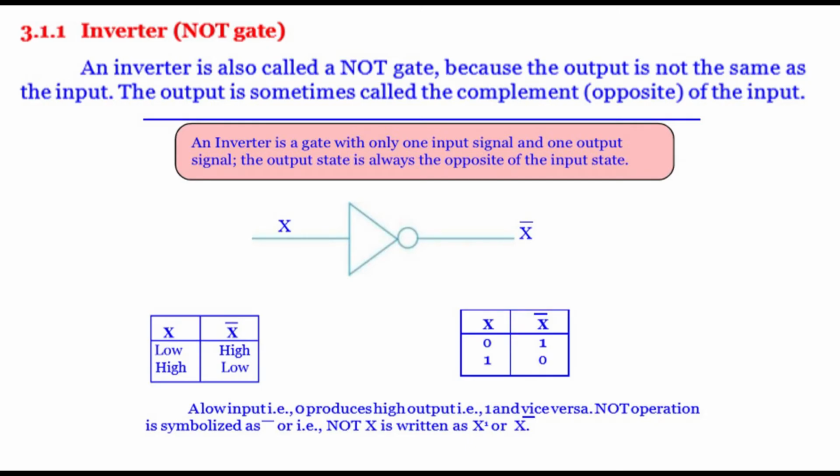A NOT gate has one input and one output. You can see on the screen there is one input X and one output X bar. That is called complementation of the input. If I take X as 0, we will get the output as 1, and if I take X as 1, we will get the output as 0. So you can see in the truth table X and Y: 0 1, 1 0.